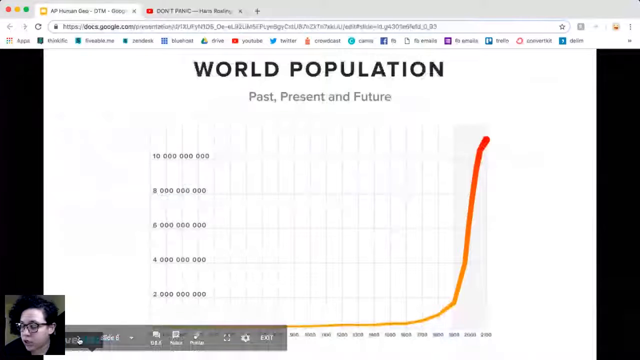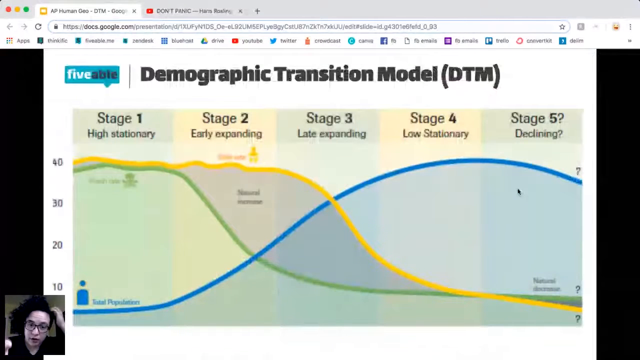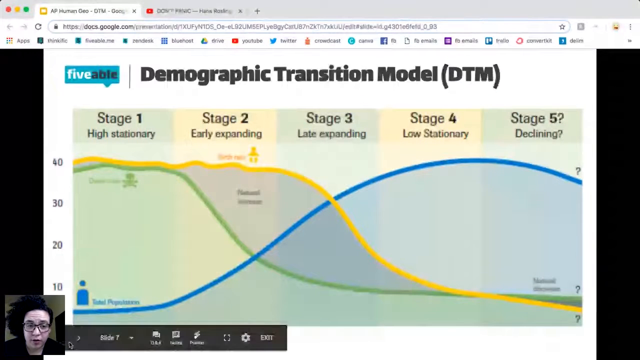So, all right, talking about the DTM, this is what we're mostly going to focus on today. We're going to go through each stage and look at a case study for each one. Essentially, the DTM is the demographic transition model. It's doing a few things, and it's specifically not doing a few things.